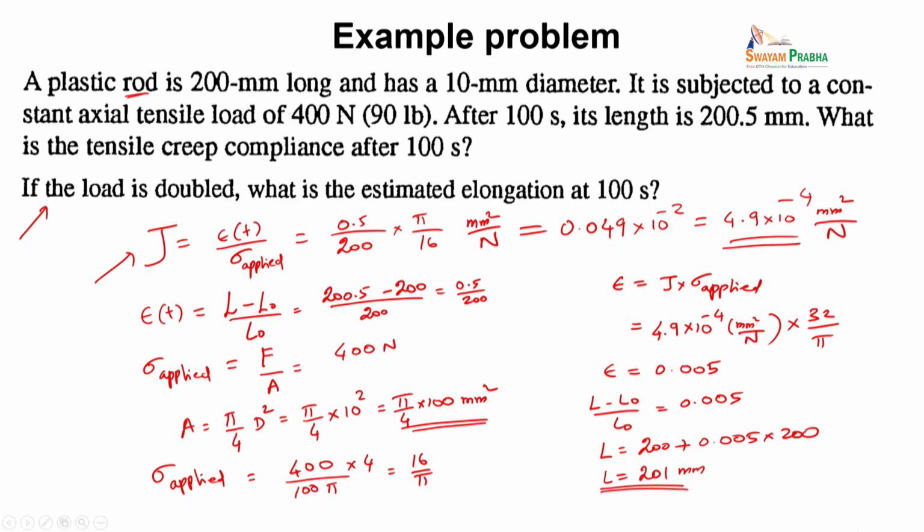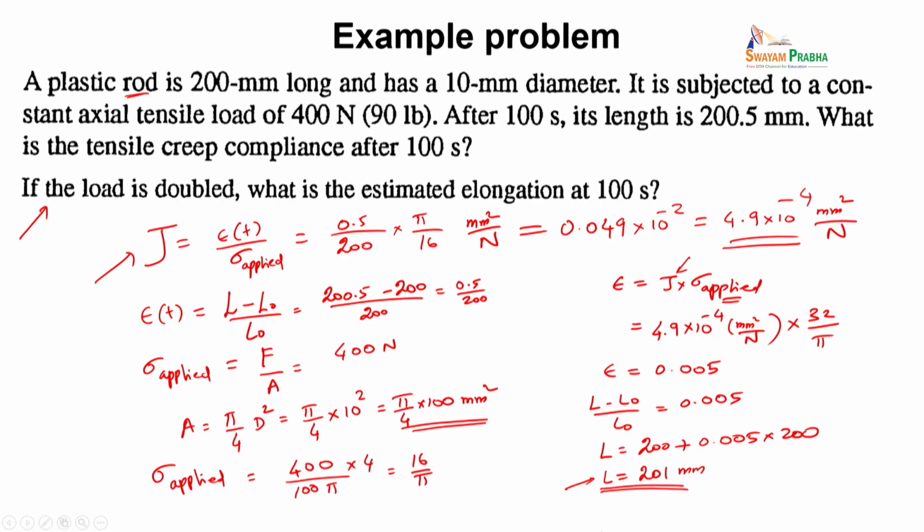So in this case, if you use this creep compliance and double the applied load, you can actually show that the length would be 201 mm for this particular experiment, right? So any question at this point? Yeah, you can go. Yes, yeah.